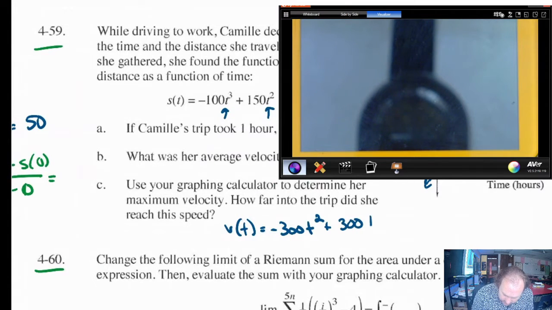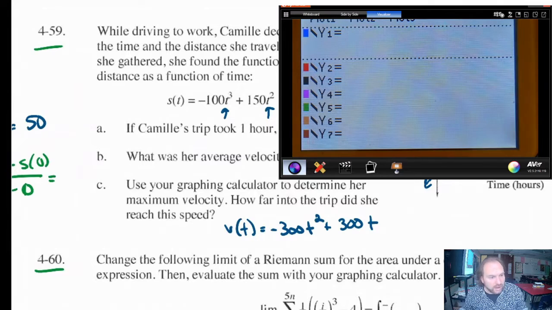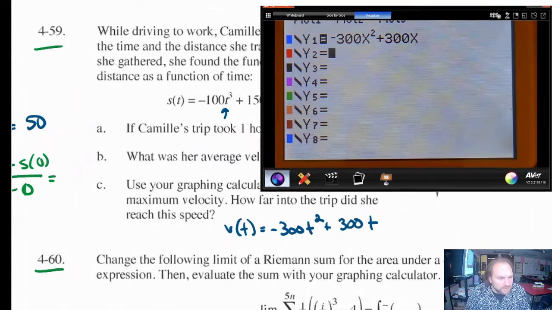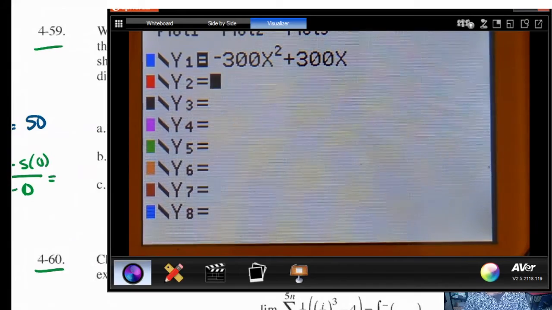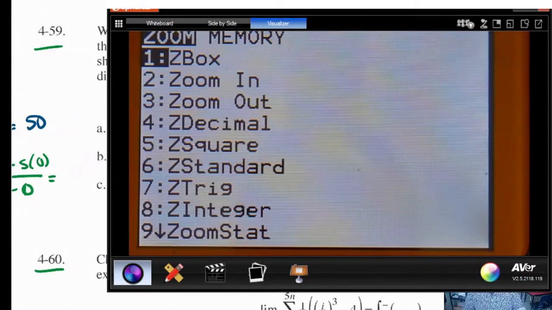So the velocity function is negative 300t squared plus 300t. That's it. So I'm going to just throw that right into y1 on my graphing calculator, and we're just going to look for the maximum of that. That's all it's going to be. Negative 300x squared plus 300x. There are other ways to do what we're about to do, but this is by far the fastest. So first of all, I got to really consider what my graph's going to look like here. I'm going to think about this for a minute.